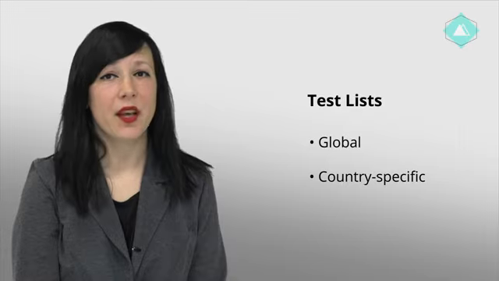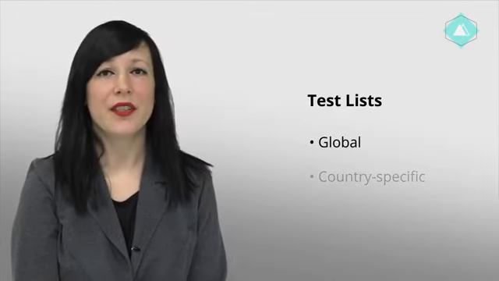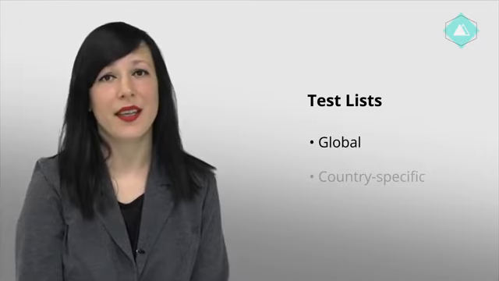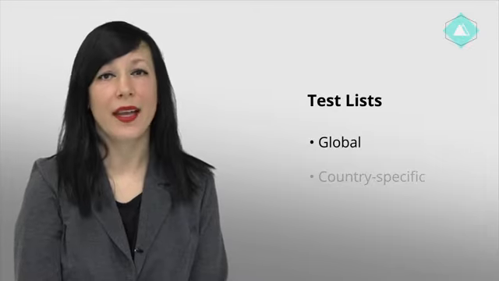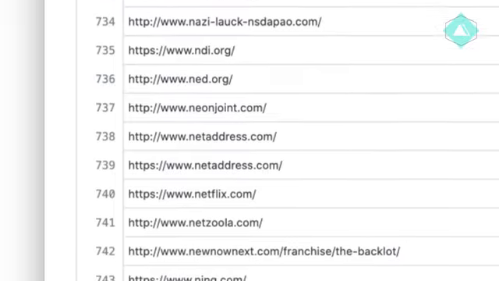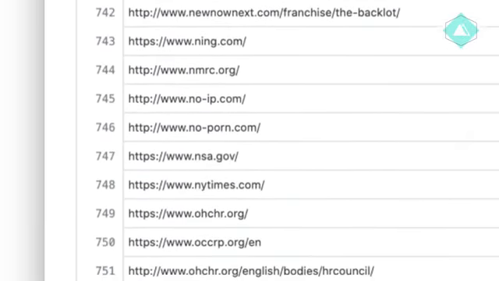There are two types of test lists. There is the global test list, which includes internationally relevant websites, such as Facebook.com, BBC, and other websites that are commonly accessed by people worldwide. The websites that are included in the global test list are tested by OONI Probe users in all countries around the world.